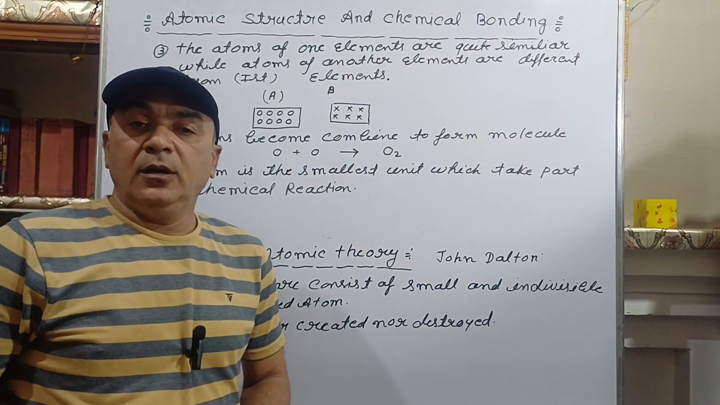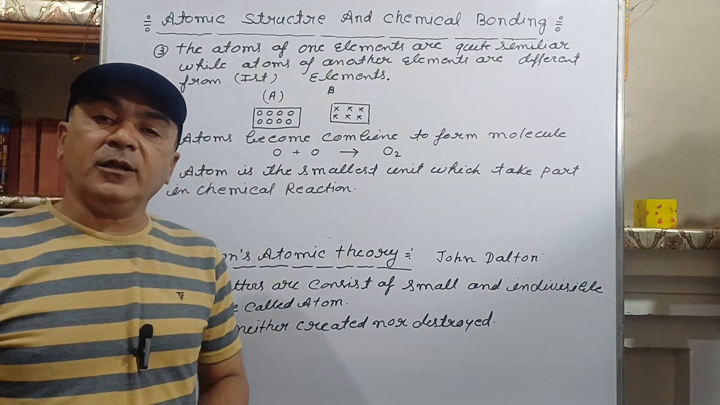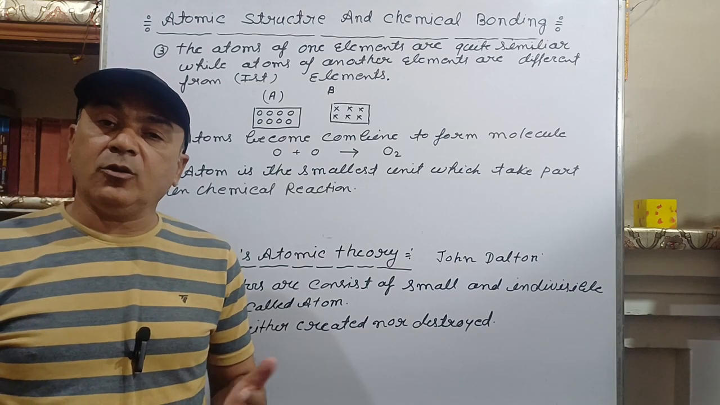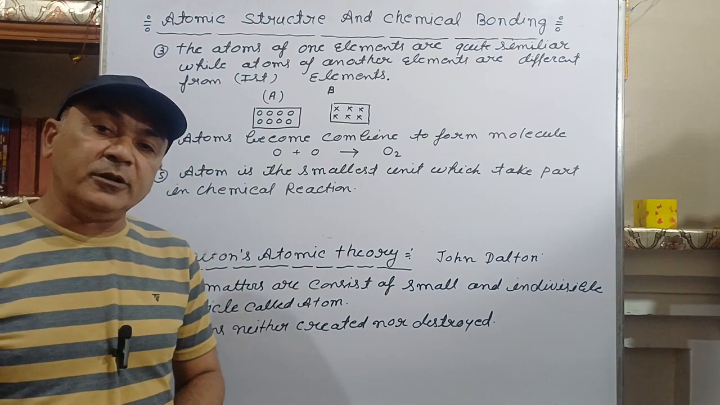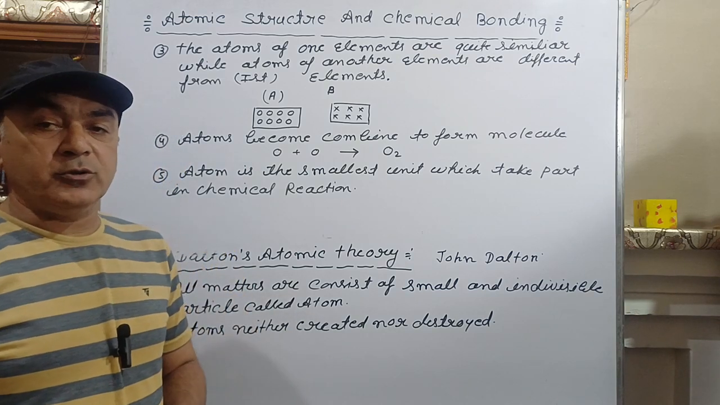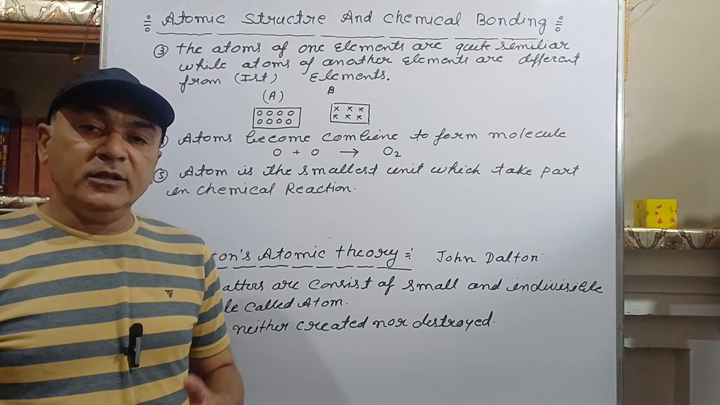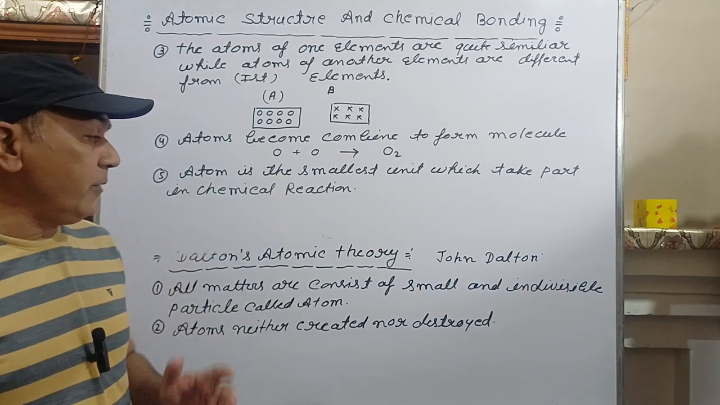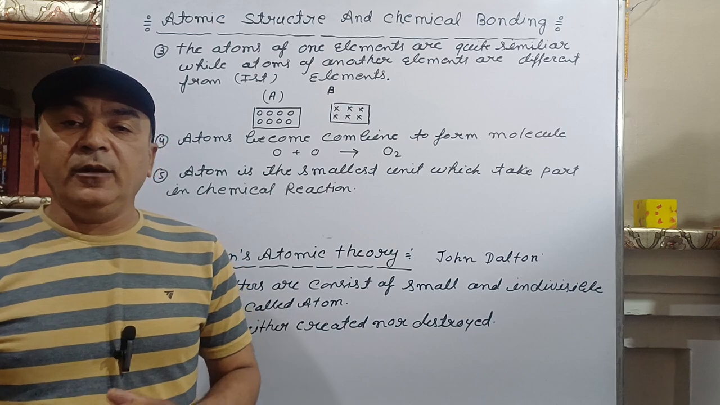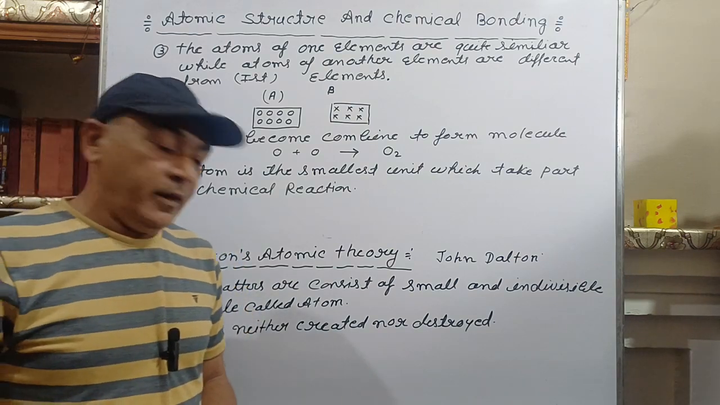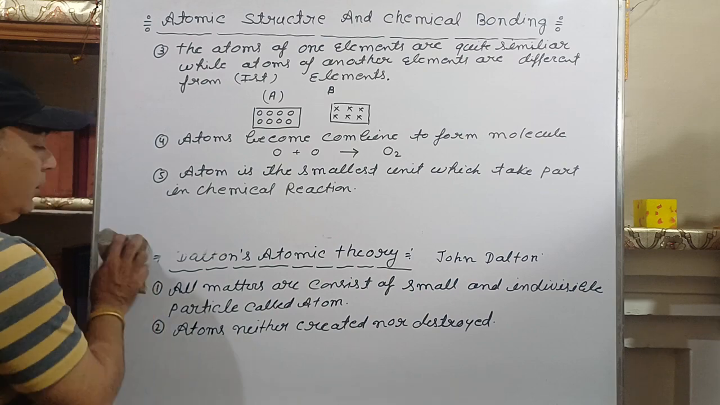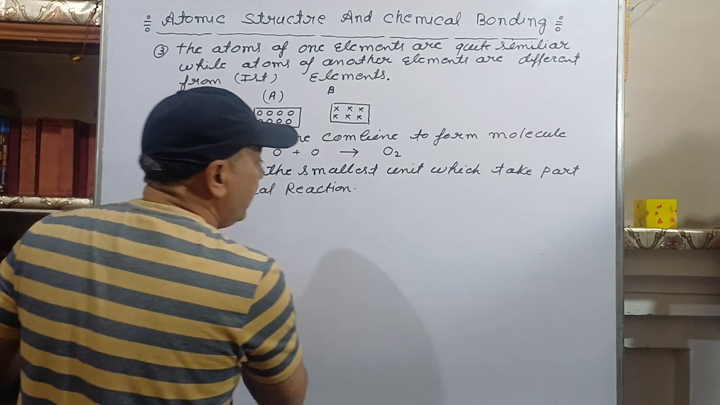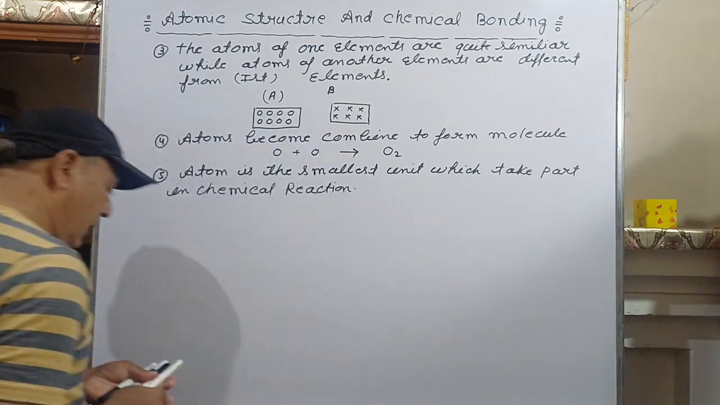Now the question is, why did this theory fail, or what are the main causes of failure of Dalton's atomic theory? The first postulate of Dalton's atomic theory states that the atom is an indivisible particle. It is very important. Now we are going to discuss the causes of failure of Dalton's atomic theory.